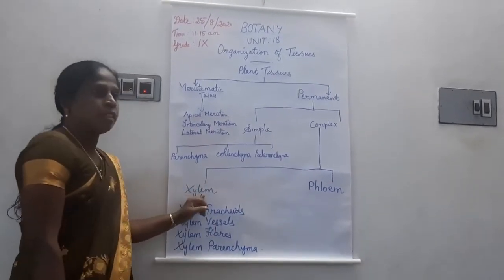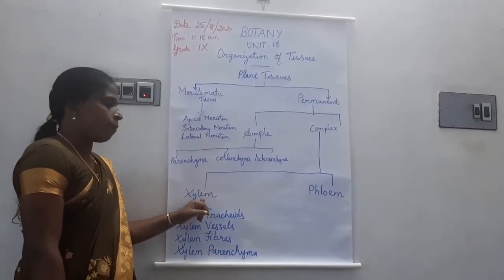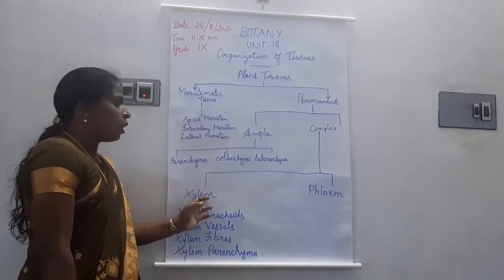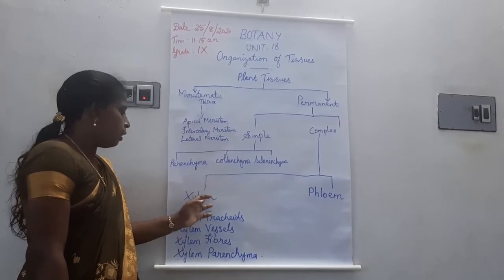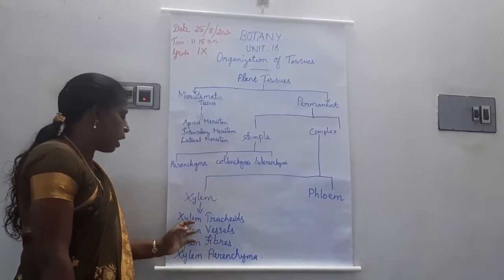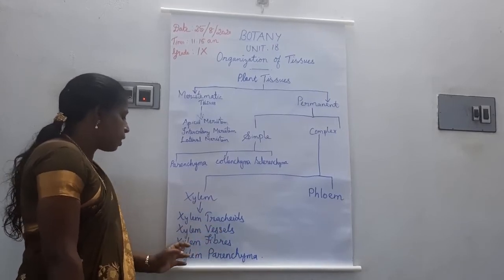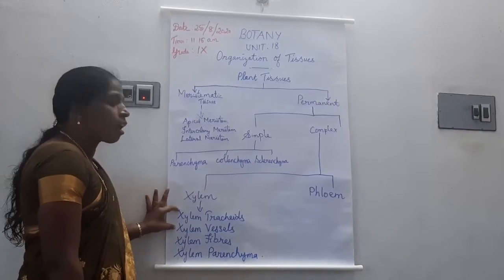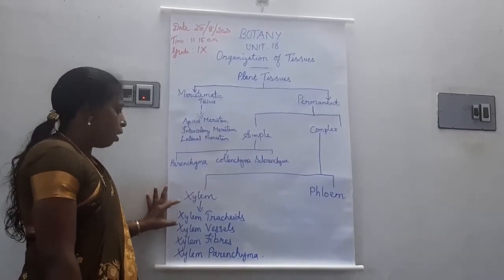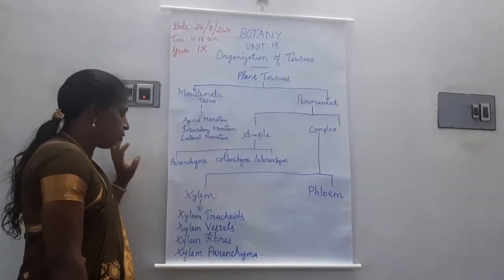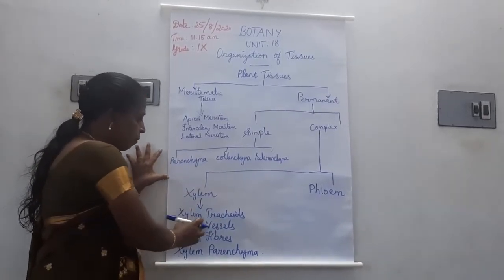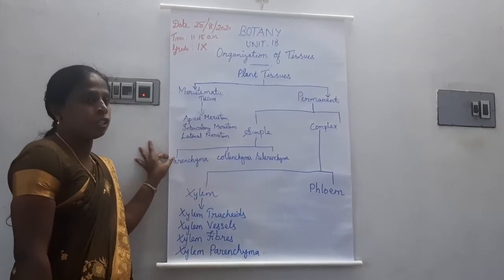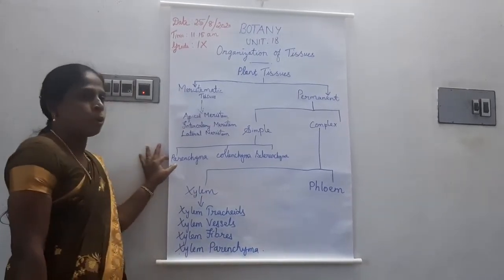So xylem is a conductive tissue that can conduct water and dissolved minerals from the root to aerial parts of the plant body. The movement of water is unidirectional, and xylem consists of four types of tissues. They are xylem tracheids, xylem vessels, xylem fibers and xylem parenchyma. The xylem tracheids and xylem vessels are helpful for the transportation of water from the root to other parts of the plant body. Xylem tracheids, xylem vessels and xylem fibers are dead tissues, and the xylem parenchyma is a living tissue because it consists of living protoplasm.